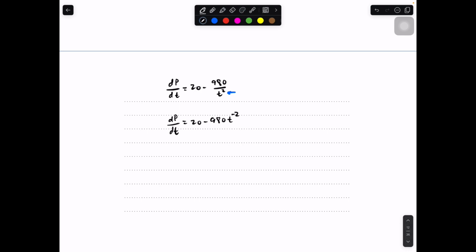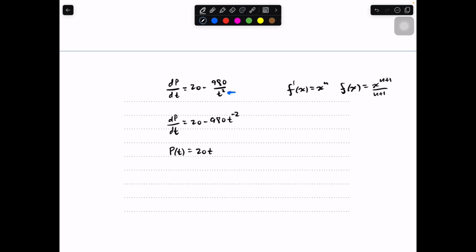Alright, now let's find p, cost as a function of time. 20 all alone, that means it used to have a t, and we have, okay, this is going to be kind of tricky. What do we know? We know that if we have f prime of x and it's equal to x to the n, and if we suddenly want to find how it was originally, we want to increase the exponent by 1 and then divide out by whatever that value is.